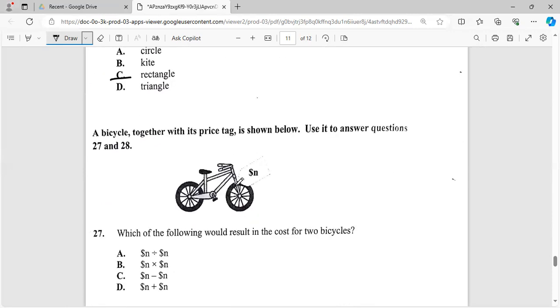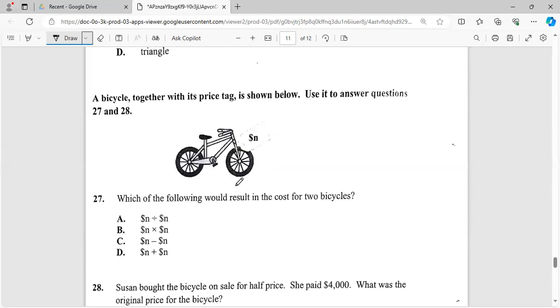A bicycle together with its price tag is shown below. Use it to answer questions 27 and 28. Which of the following would represent the cost for two bicycles? So you have n plus n, or 2n. Now they don't have 2n written that way, so this is the answer.